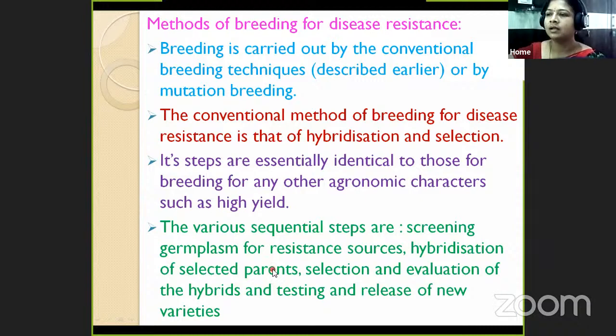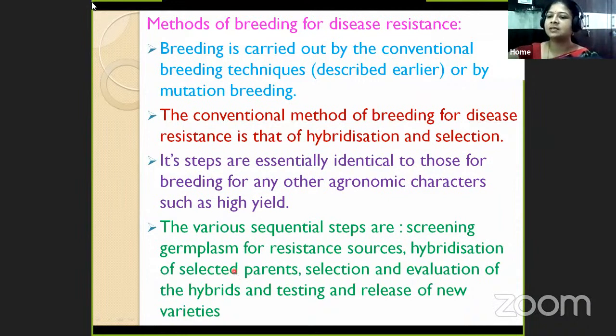Parents means one parent with disease resistant genes and one parent with high yielding genes. Both parents are hybridized or crossed with each other. Then after selection and evaluation of the hybrid, then testing and release of new varieties. These are the basic steps in the conventional breeding program.